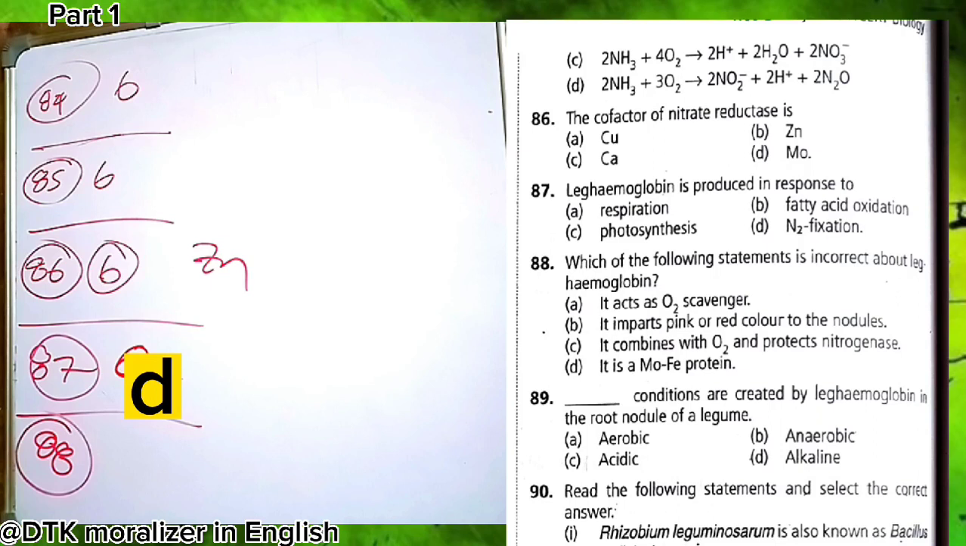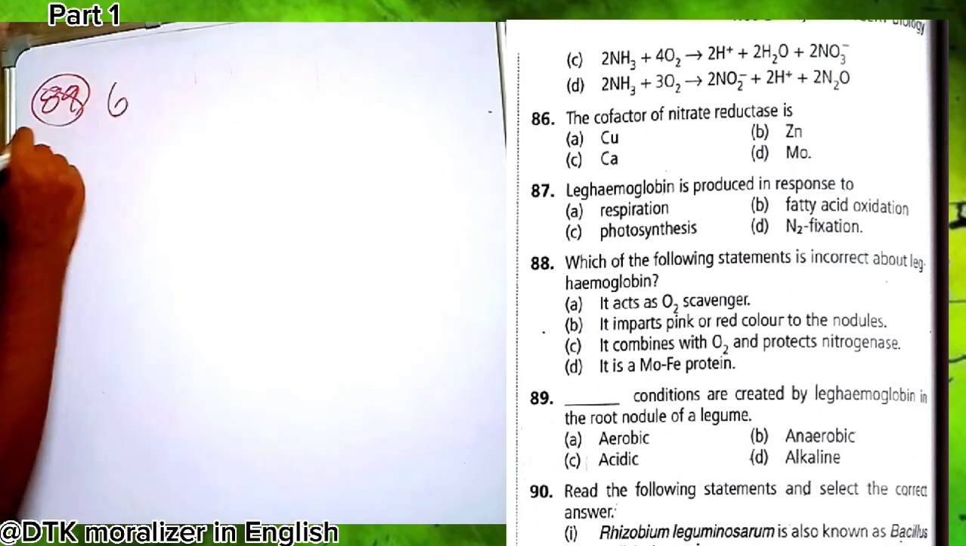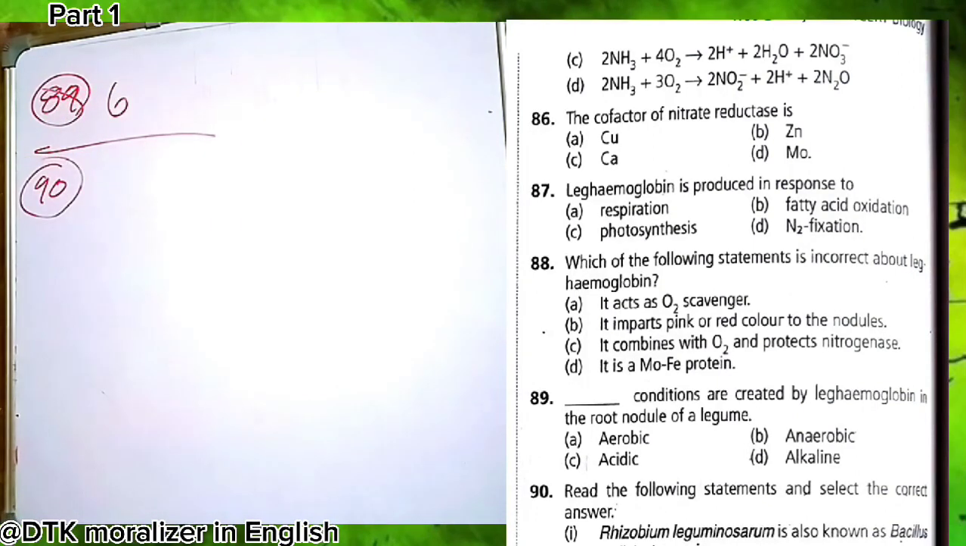Here, leghemoglobin is not a molybdenum iron protein. It is nitrogenase. So here option C, it combines with oxygen to protect nitrogenase, is correct. So option D is not correct. So here for 88 option D is the answer. Now here 89 question. Dash conditions are created by leghemoglobin in the root nodule of legume. Anaerobic.